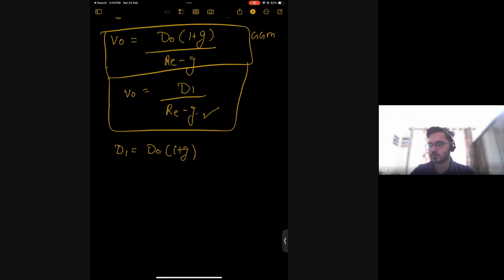Sometimes G is also known as growth of equity. So whether it's GE or whether it's G does not really make a dent. It does not really make an impact, right? So this is the formula that you need to remember.